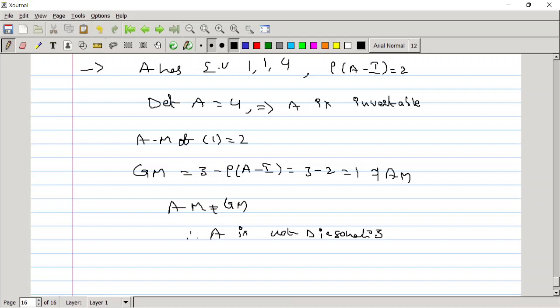Is it clear now? Of course, for the remaining eigenvalue 4, both are equal. But for the eigenvalue 1, it is not equal. So we can say A is not diagonalizable.